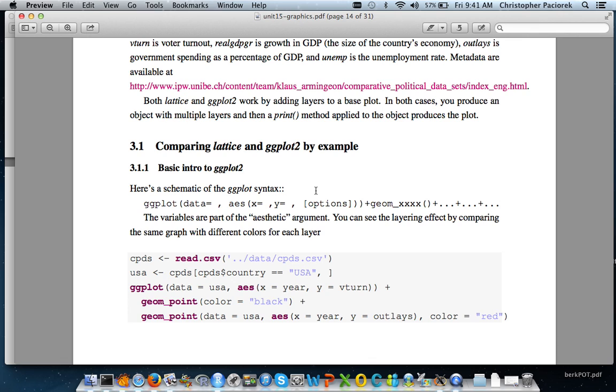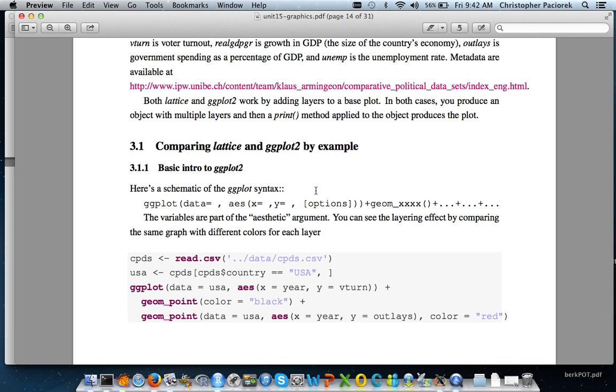And then the other thing I should mention about both Lattice and Ggplot2 is they work by basically layering information on top of a plot. So you're building up a plot by sequentially applying different pieces to the plot. So it's good to know that that's what it's doing. And basically what's happening is you're building up an object, adding to an object that gets more and more information embedded within it.